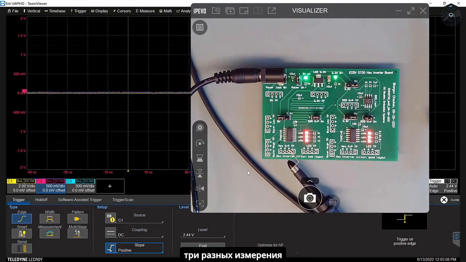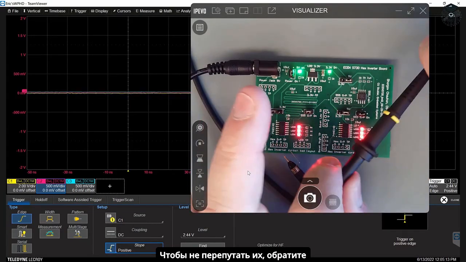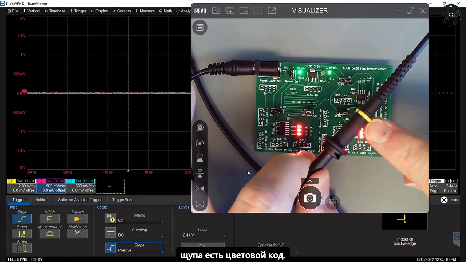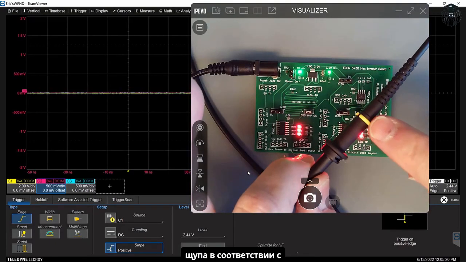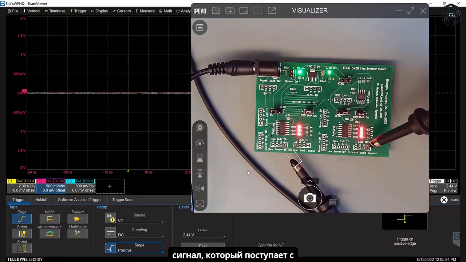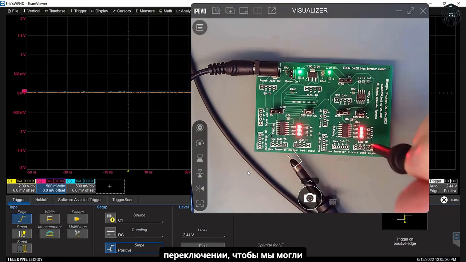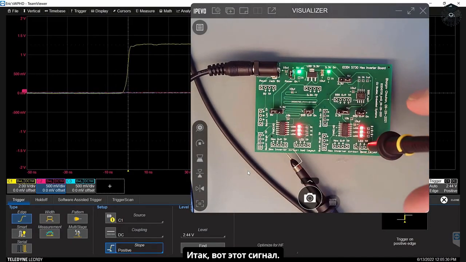Now, we're going to look at 3 different measurements at the same time. And to do that, I've got 3 probes. And to keep them straight, you notice I have a color code here on the band of the probe. That way, I've matched the color of the probe to the color on the scope trace. So let's take a look at that signal coming off of the hex inverter when it's switching so we can synchronize and trigger the scope. So here is that signal.